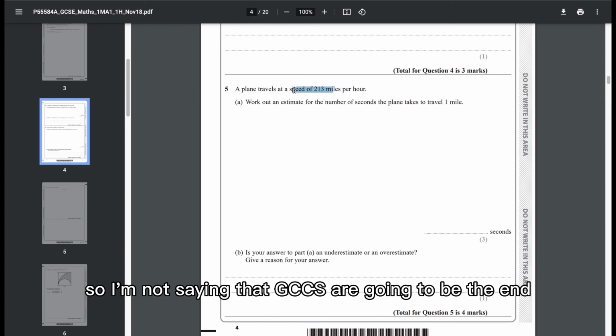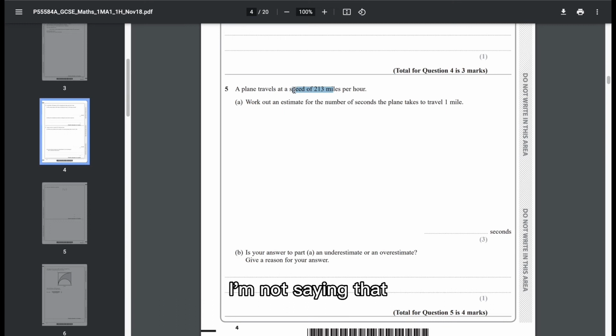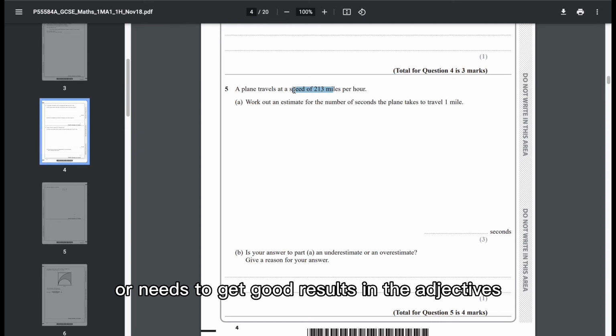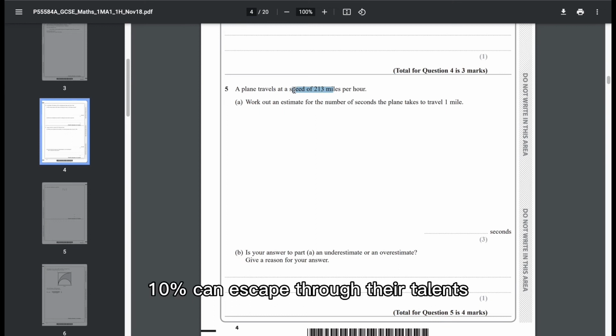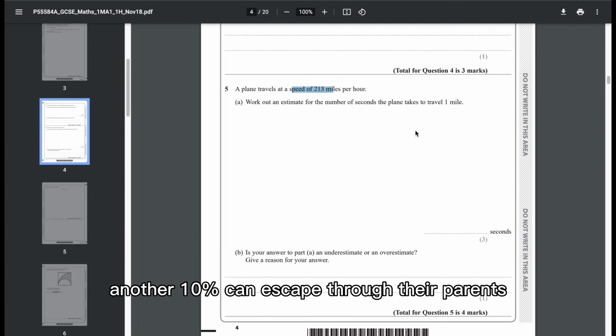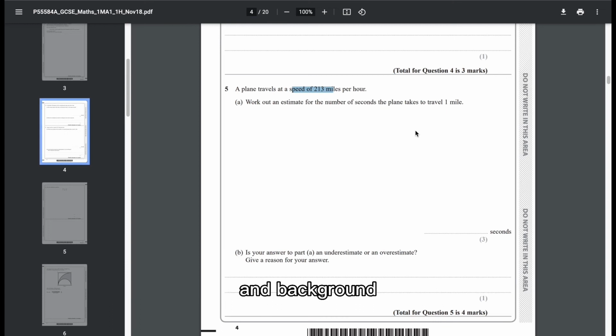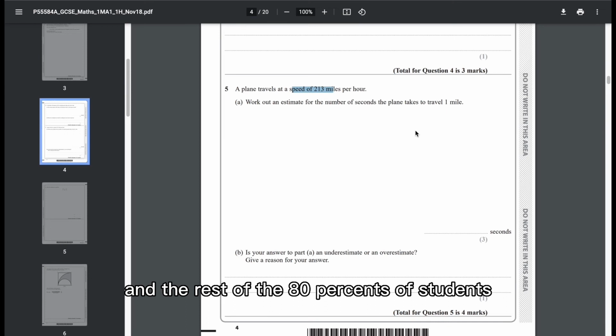Everyone's life is different, so I'm not saying that GCSEs are going to be the be all and end all. I'm not saying that, but there is a particular group of students that need to get a grade 9 in GCSE, or need to get good results in their GCSEs. There's a particular group of students, and that is a very high majority. Some, 10%, can escape through their talents, their passion, something like that, for instance. Another 10% can escape through their parents and background, and the rest of the 80% of students have to work themselves out of this system.